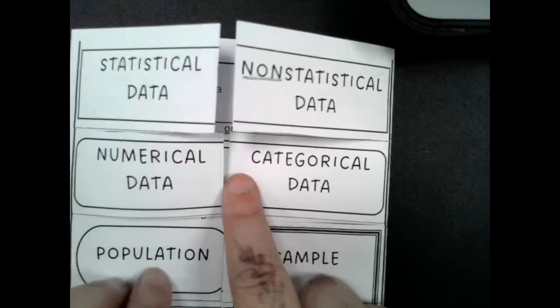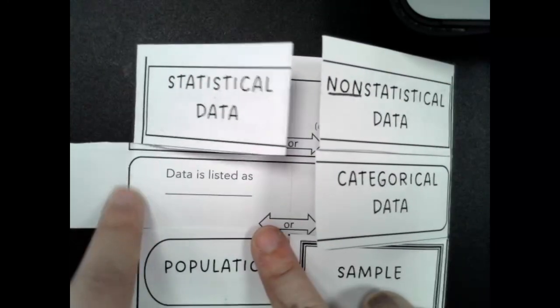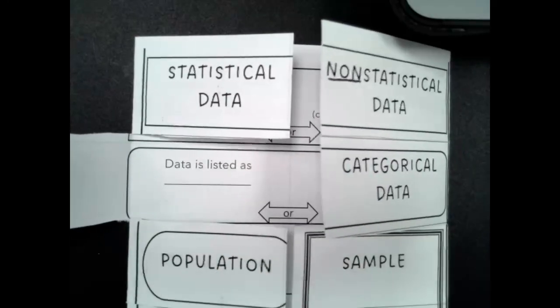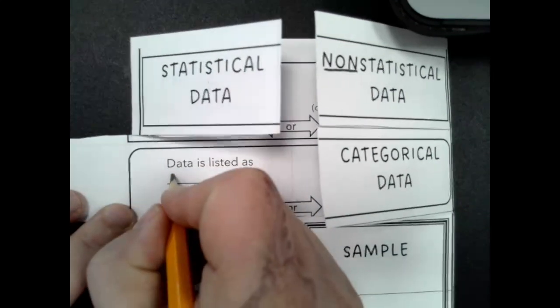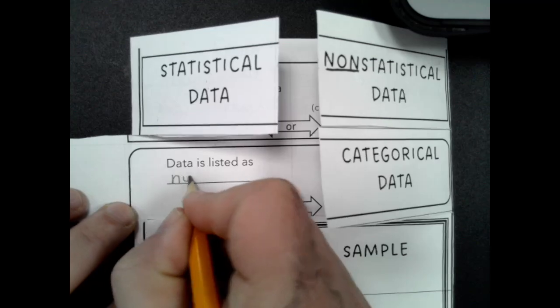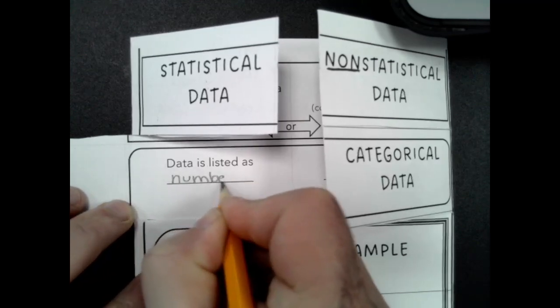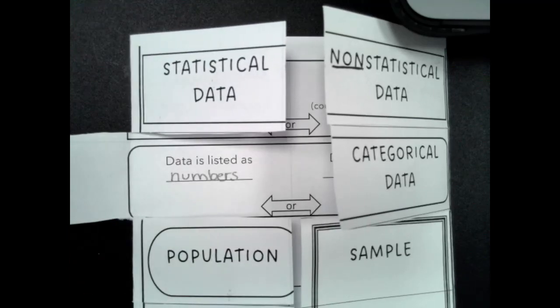Numerical data, let's open up that flap next, means that data is listed as, what does numerical mean? Or what does it sound like? What word? Starts with an N. Yeah, numbers. You guys are real chatty today. Data is listed as numbers.